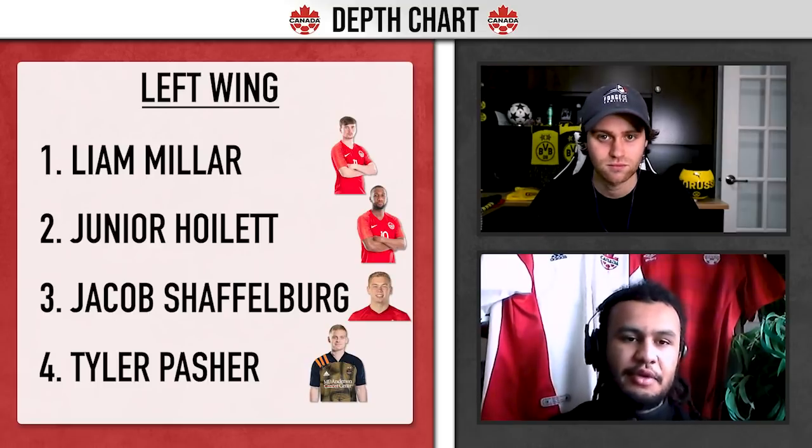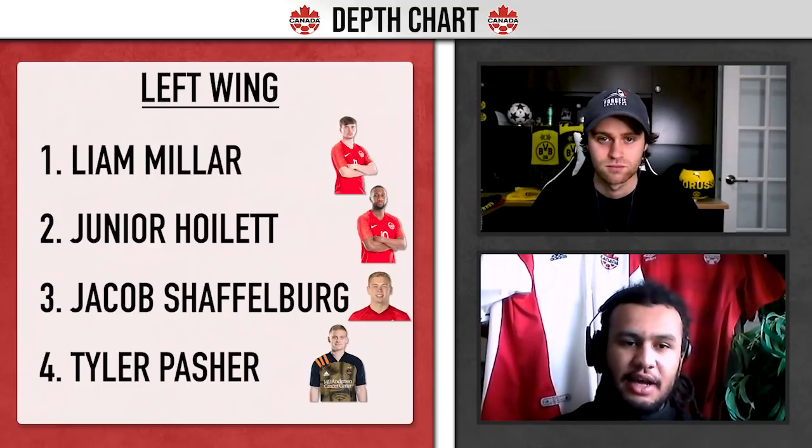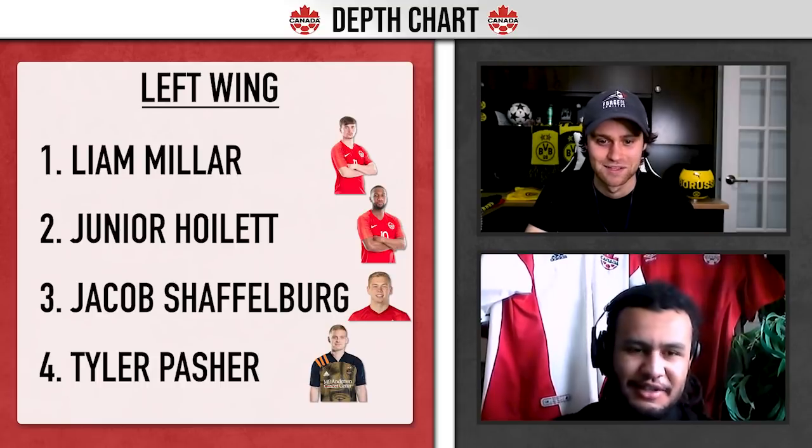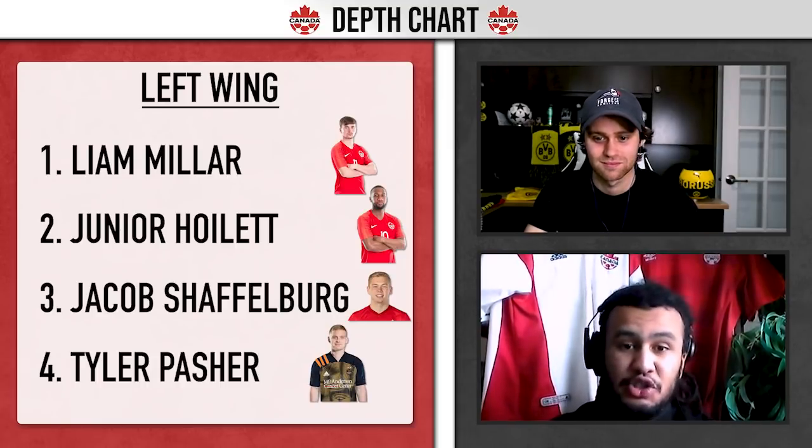Yeah, I mean, the left wing position, there's a lot of versatile options. I think Liam Miller looks his best on the left wing, but he can play striker, can play right wing. I think Junior Hoylett as well. He can play left wing, right wing, striker, number 10. He's done it all. I think he's even played wing back in his day, back when he was at Cardiff. So he's got that versatility too. I think, yeah, those two up to start at left wing.